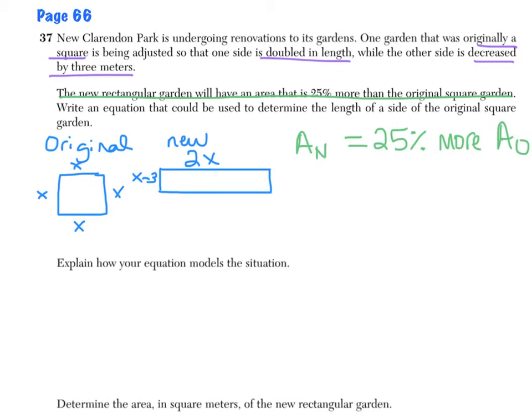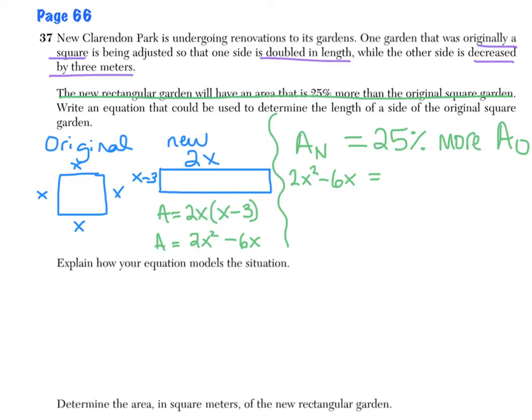Area of the new. We know that the area of a rectangle is length times width. So if I'm looking at my new rectangle drawing here, I can tell that I have a length of 2x and a width of x minus 3, which, if I were to simplify, would give me 2x squared minus 6x. So that's the area of the new. That's going to come over here. 2x squared minus 6x, equals. So that's the area of the new garden is, so equal sign, 25% more than the area of the original.